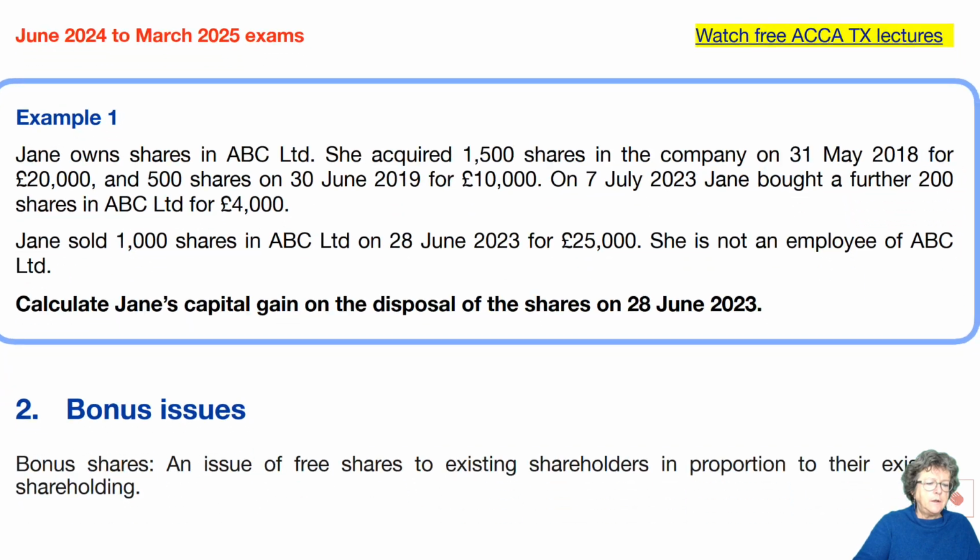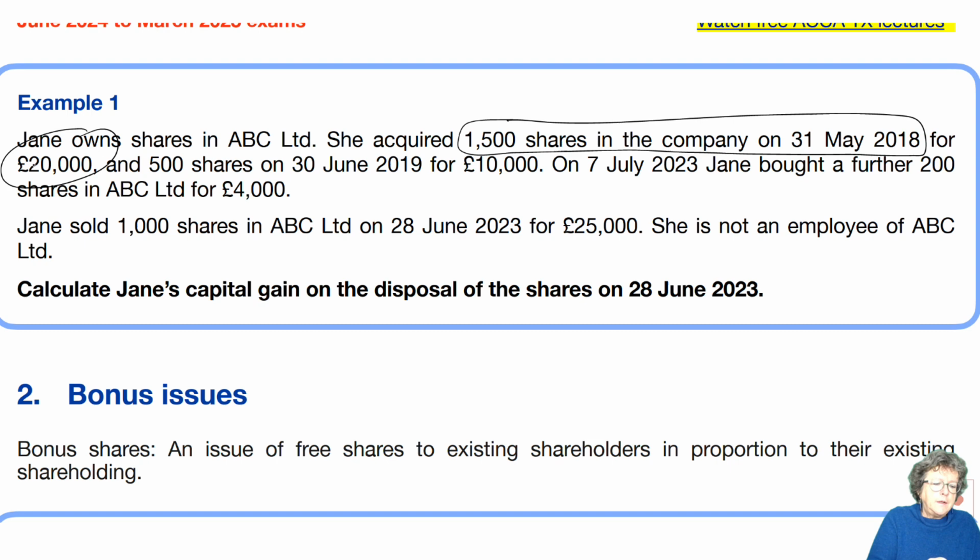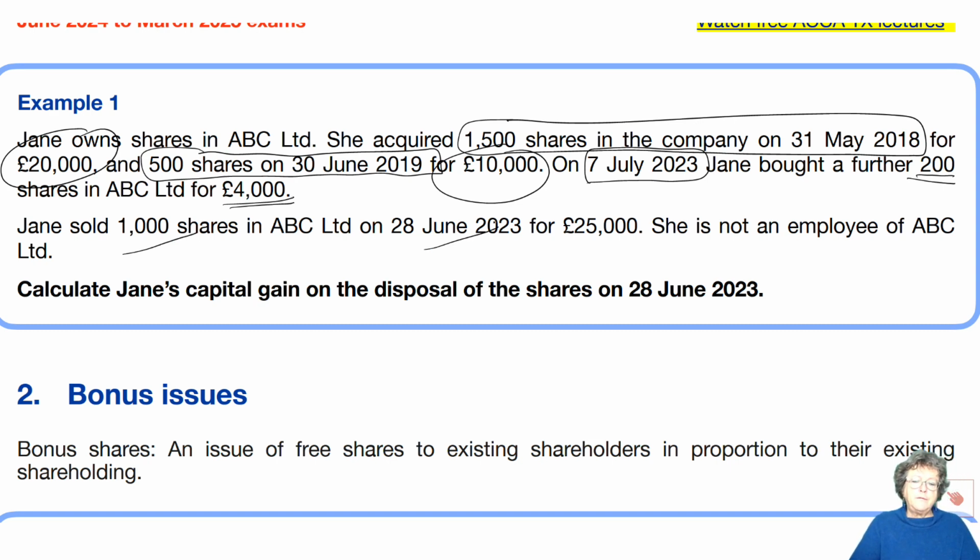So Jane owns shares in ABC Limited, so that's the company. She bought 1,500 shares in May 18, and that's what she paid for them. Now, she then bought 500 shares in June 19, and that's what she paid for them. And then in July 2023, she bought another 200 shares, which cost her 4,000. And then she went and sold some on the 28th of June for 25,000. She doesn't work there, so we've got to work out her gains on the disposal.